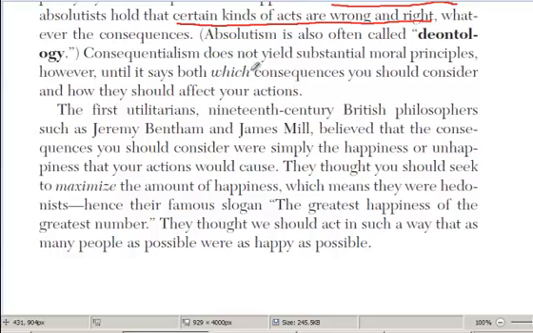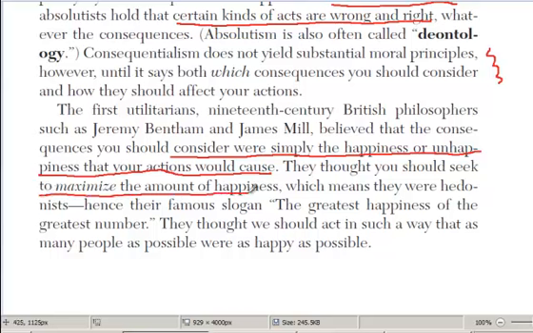Okay, so what consequences are we focusing on? Well, again, you can look at this yourself, but the important thing here is that we want to consider how the action will affect the happiness or unhappiness of the people who are affected by the action. What utilitarianism tells us to do is to select the action that will create the greater amount of happiness. So our actions should always seek to maximize happiness.